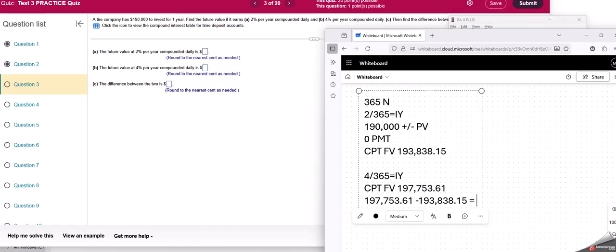And that gives us, I must have keyed it in wrong. Sorry, let me do it again. 197,753.61 minus 193,838.15. And that gives me 3,915.46. All right, so come back over here.